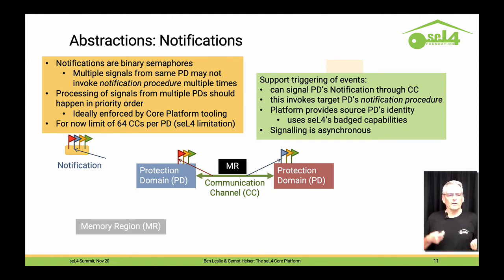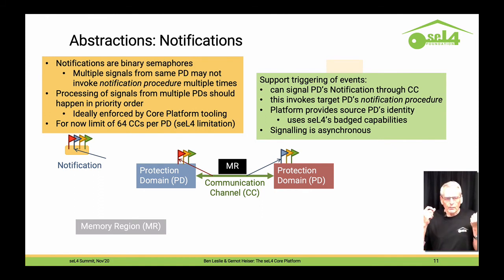Because seL4 low-level notifications are binary semaphores, the same applies to the notification model in the core platform. That means if you quickly signal a notification multiple times before the target protection domain gets around to processing them, then they get lost. But this is how binary semaphores work. The loss of data can be avoided by setting the priorities right. But depending on your use case, this may or may not be an issue. You may or may not have to think about it.